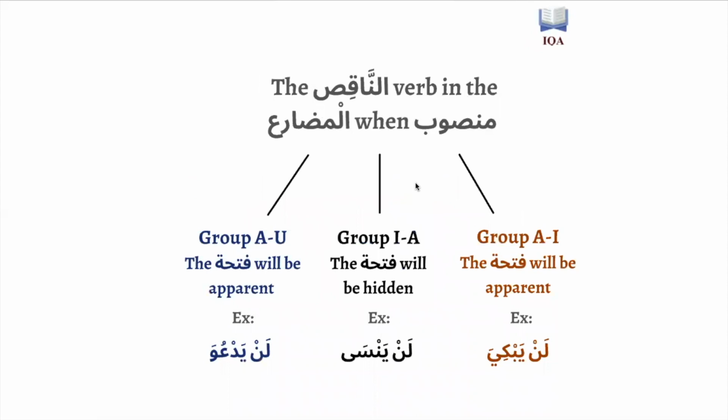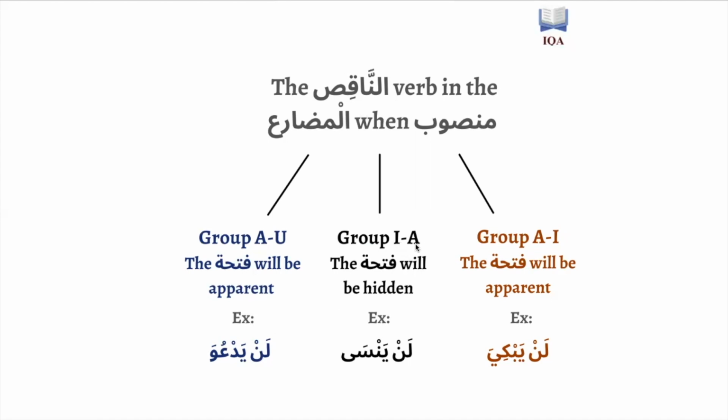Now to go on to the next topic, which is the fi'l al-naqis when it's in the mudari' form, when it's mansub. When the fi'l al-naqis in the mudari' form is mansub, sometimes the fatha is going to be apparent, seen at the end, and sometimes it won't be seen. So for group AU, the fatha will be apparent. The fatha will be seen on the waw. So you'll say lan yad'uwa, lan yad'uwa. The fatha here is a sign of nasb, like if I was to say lan yadhhaba, same thing.